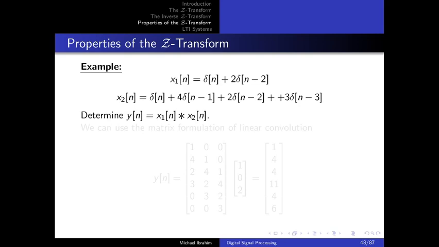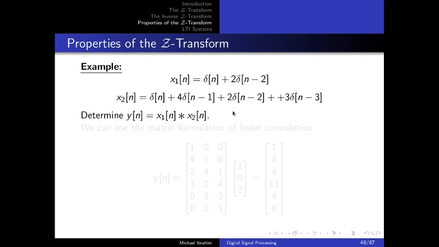So now we have a sequence x1 of n equals delta of n plus 2 delta of n minus 2. So the first sequence is one impulse at n equals 0 whose weight is 1, and another impulse at n equals 2 whose weight is 2. And x2 of n is delta of n plus 4 delta n minus 1 plus 2 delta n minus 2 plus 3 delta n minus 3.